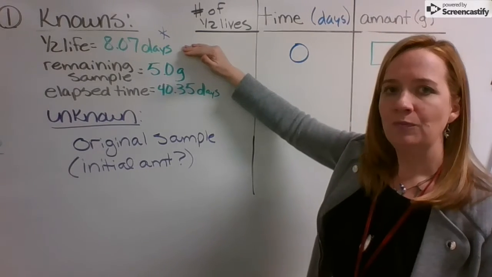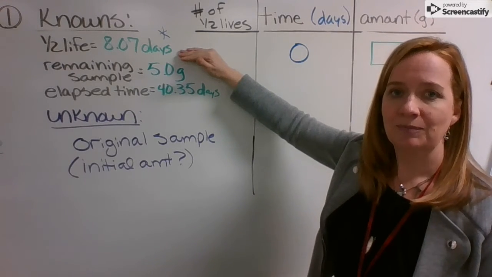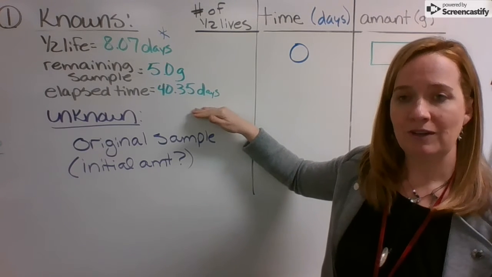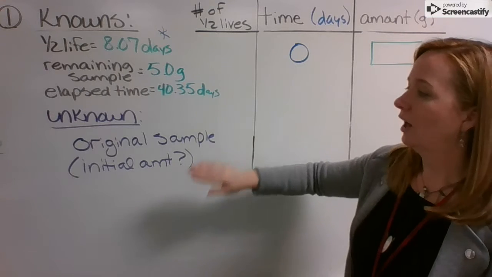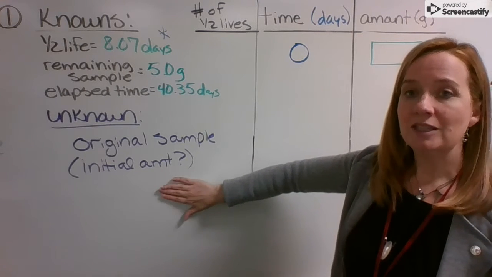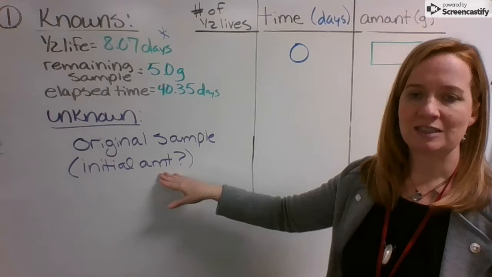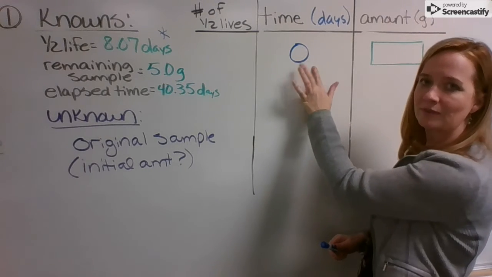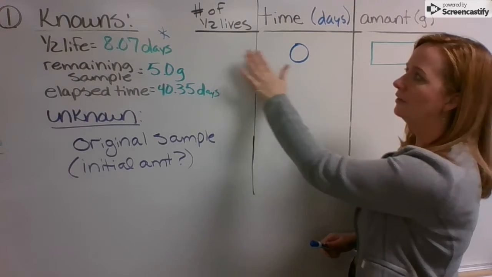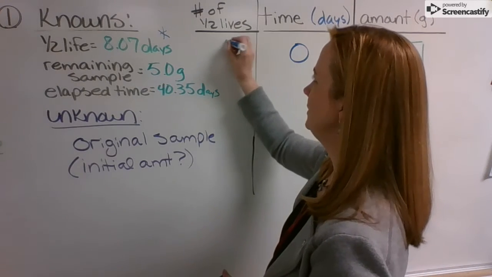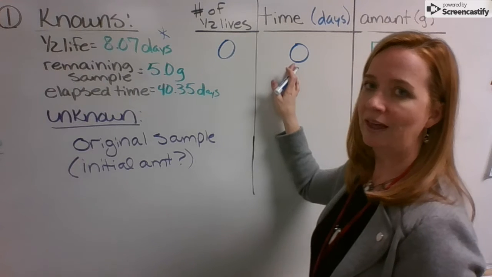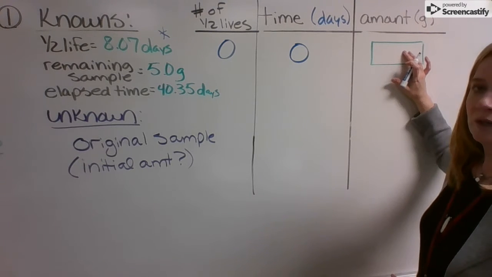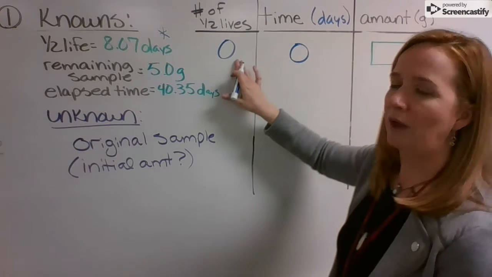But what we know is that we have 8.07 days, we have 5 grams that remain, and 40.35 days have gone by. I want to find the original or the initial amount. I'm using initial amount because that's the terminology we used for our equation. So for your time, no time has gone by. That means no half-lives have elapsed. So I'm going to put a 0 as a placeholder to remind me of that, because when I find my initial sample, we need to know no time has elapsed and no half-lives have gone by.